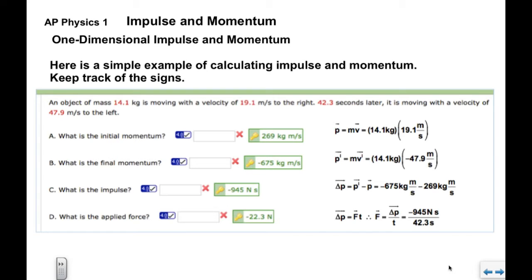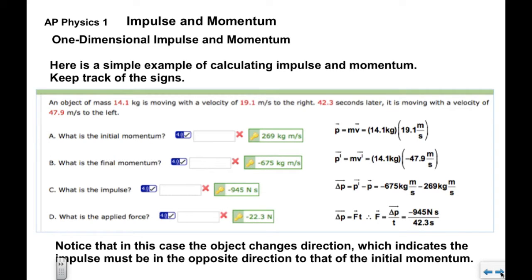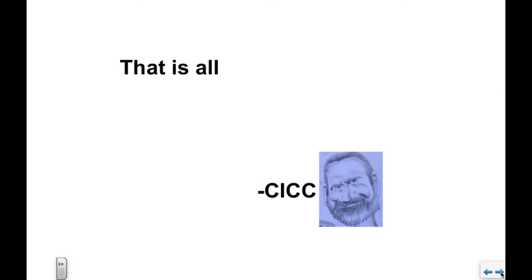Again, this is pretty straightforward. The major issue is keeping track of the signs. Again, we see that in this case the object changes direction, which indicates that the impulse must be in the opposite direction to that of the initial momentum. The initial momentum is to the right, impulse is to the left. Again, pretty straightforward for one-dimensional impulse and momentum.